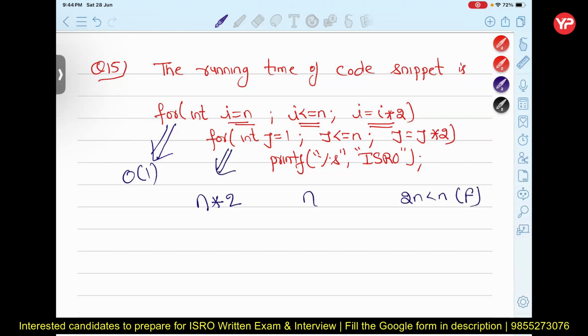What is the complexity of the inner loop, the j loop? The j loop executes log n times, straightforward. j equals 1, j less than n, j equals j into 2. So the running time of this algorithm is log n.